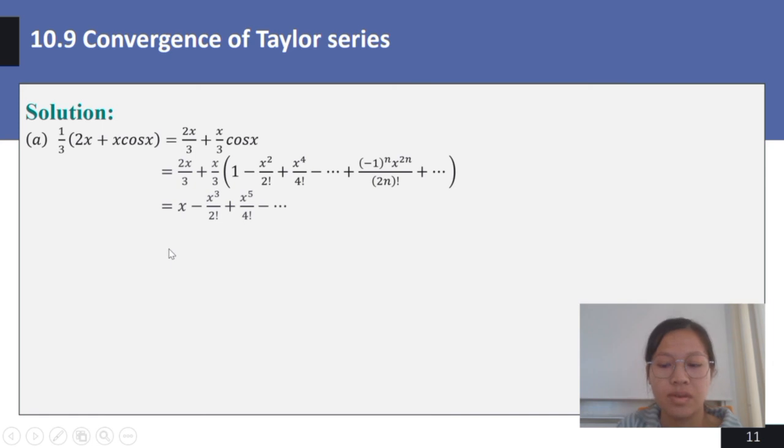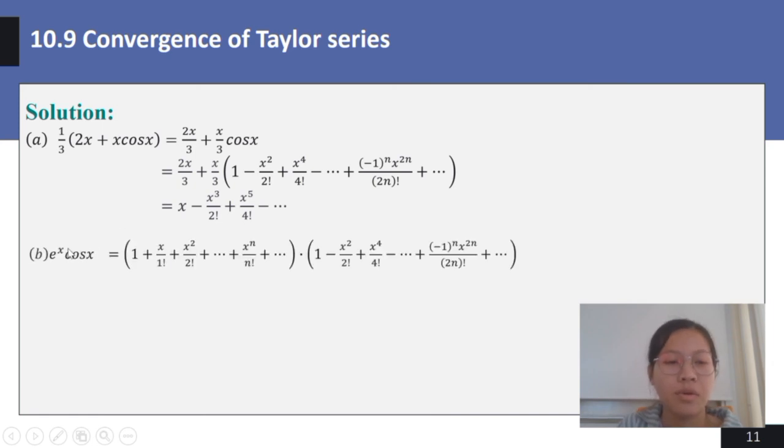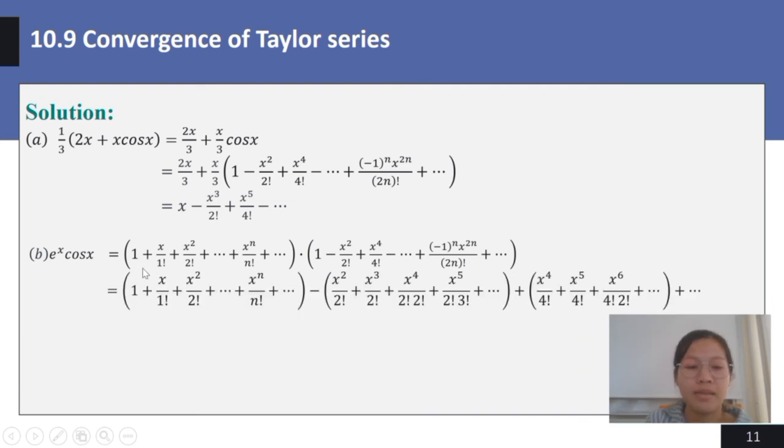So we get this series. Another one is similar: e to the x multiplied by cosine of x. We know the Taylor series of these two functions, e to the x and cosine x. So we multiply this term by this one, and this term again by this one, we get minus, and so on, and then we get this answer.